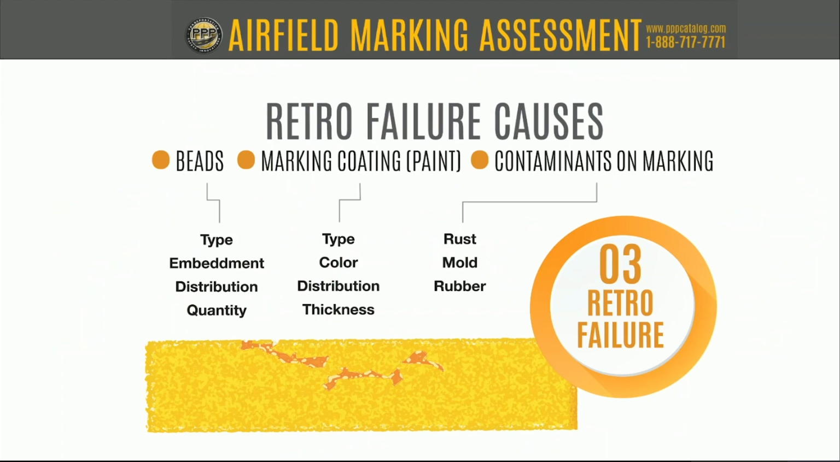As far as the marking, coating, and the contaminants on the marking, those can go kind of together. Certainly, the type and color can be affected. The color can be affected by just wear, natural wear from UV. But again, the distribution of how uniformly you apply it, how thick it is, those things can absolutely have an impact, both positively and negatively, on retro values. And then contaminants on the marking.